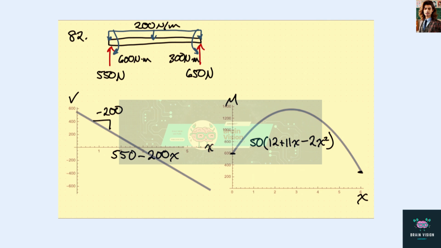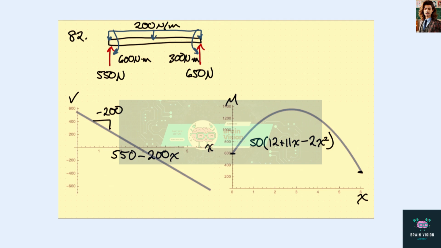Now we can plot our shear, and we know that it starts at 550 newtons here, and then these point moments don't affect the shear, so it just has a slope. The shear force just has a slope of minus 200 newtons per meter over the entire region, so it's just a straight line, and it ends down here at 650 newtons. So that function is given by 550 minus 200x.